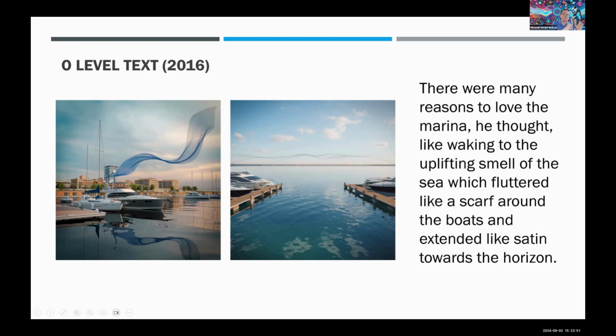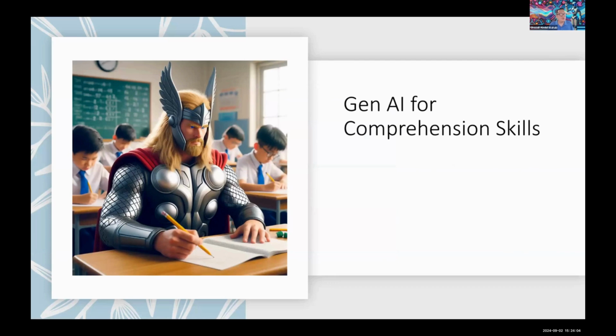And this text is from the 2016 O-level paper. So you can use this to enable them to visualize finally what's in your mind as you read, which can be shown on screen, or a generation of it, right? A version of it. Okay, Gen AI for comprehension skills.